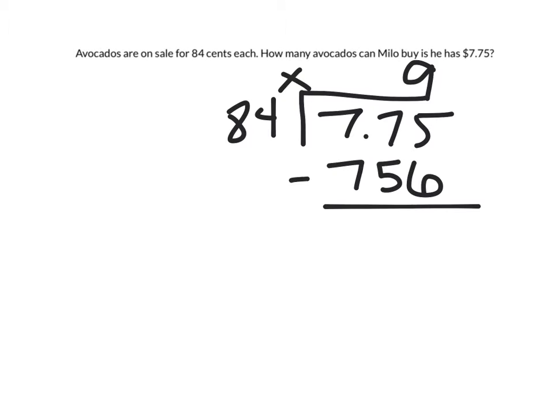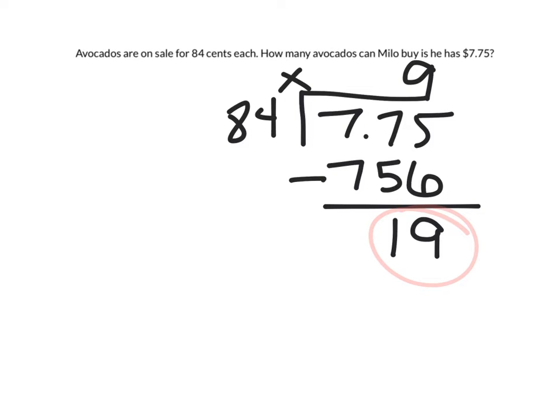And then if I subtract that, I get a remainder of 19, which again seems kind of high, but I know that it works because it's under 84. Now what does this mean? This means that if I make equal groups of 84 in 775, I will have 9 of them. Since those avocados are what the 84 cents is representing, we know that we can buy 9 avocados with that $7.75.